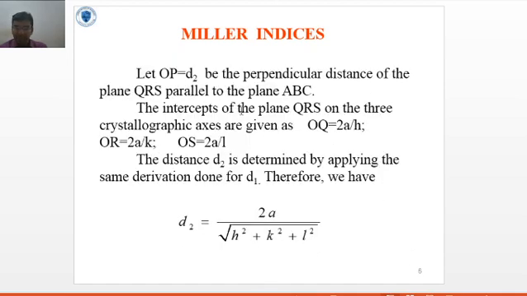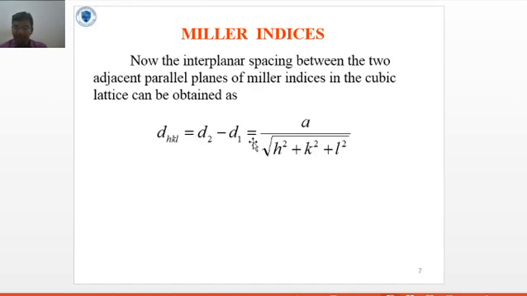So let OP equal to d2. If you are selecting another plane which has the dimensions OQ equivalent to 2a by h, OR equivalent to 2a by k and OS equivalent to 2a by l, what is d2 now? 2a divided by root of h squared plus k squared plus l squared. The distance of separation d2 minus d1 is equivalent to a by root of h squared plus k squared plus l squared. So this is your interplanar spacing value.